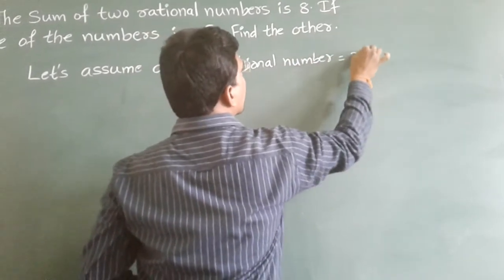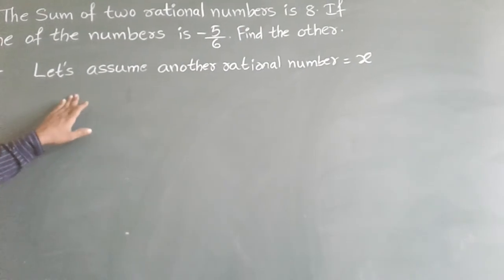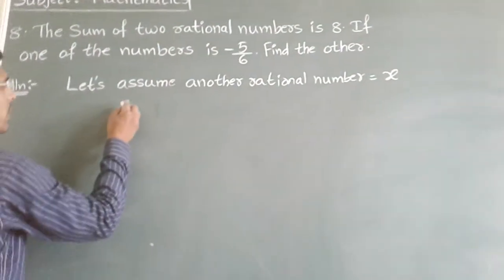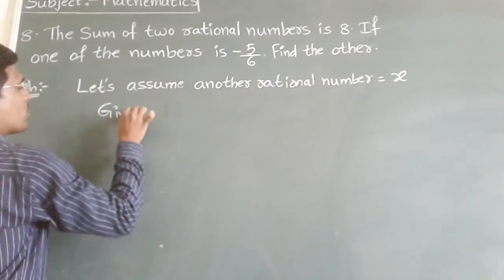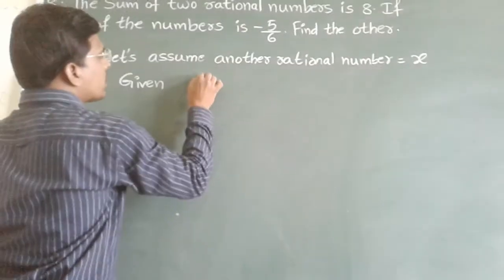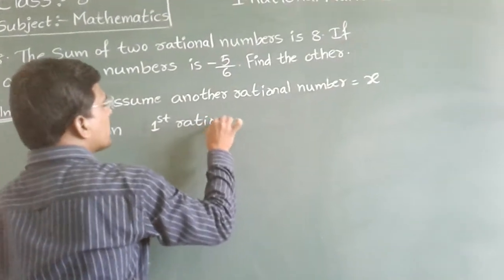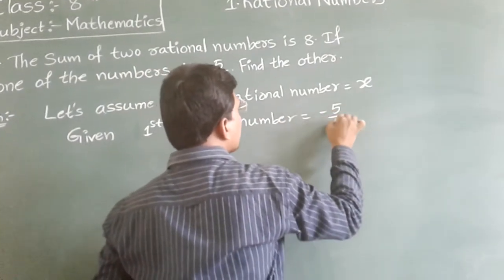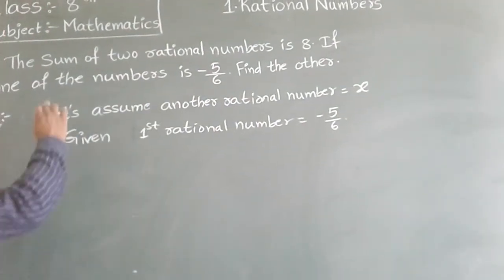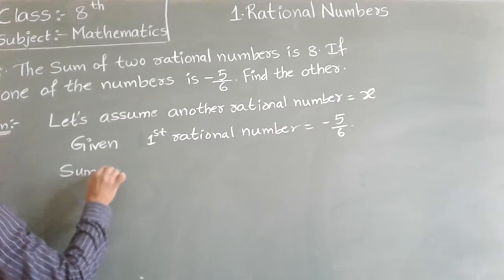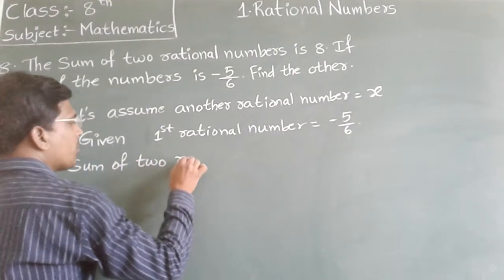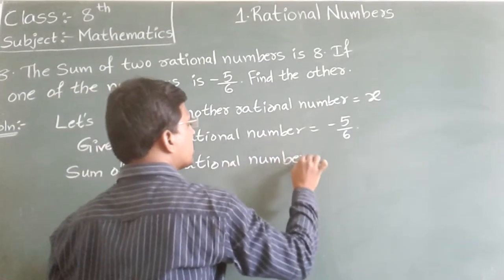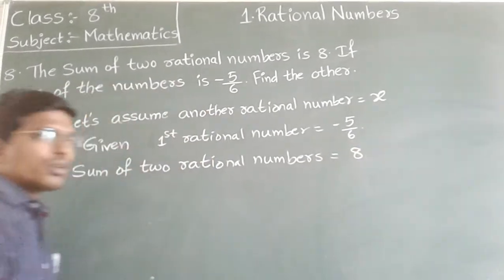Okay. So we don't know the second number, what it is. So that's why I'm assuming the second number as the variable x. And what is the first number given? In the question itself it is given. So what is the first rational number? That is minus 5 by 6. And also the question mentioned the sum of two rational numbers. The sum of two rational numbers is equal to how much? 8, according to the question.